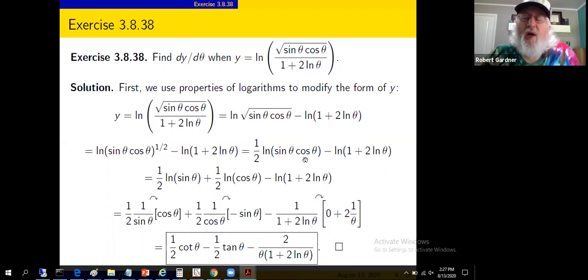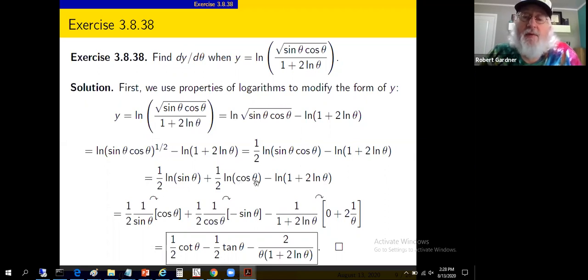We still have a product here, but wait, that's not all. The log of the product is the sum of the logarithms, another property of logarithms. So we could write the log of sine theta times cosine theta as the log of sine theta plus the log of cosine theta. So let's do that too. There's a 1/2 out front. We've done the distribution when we wrote it as a sum.